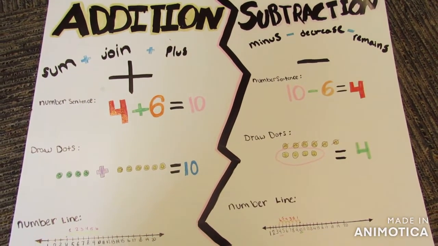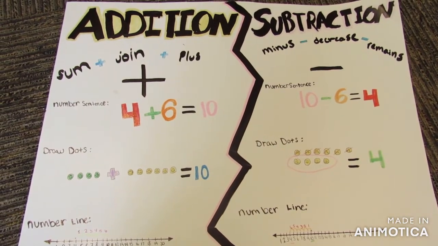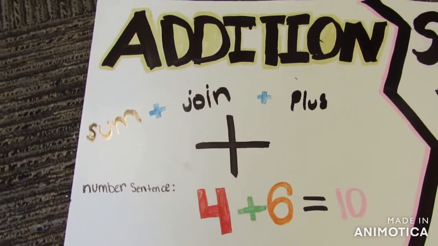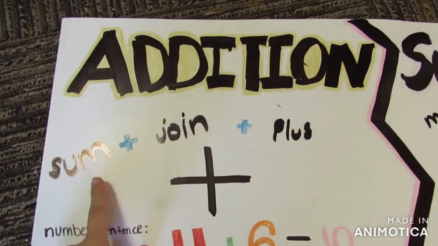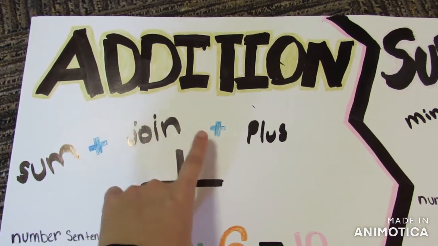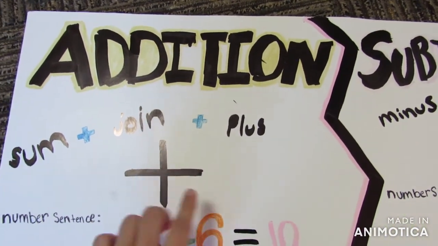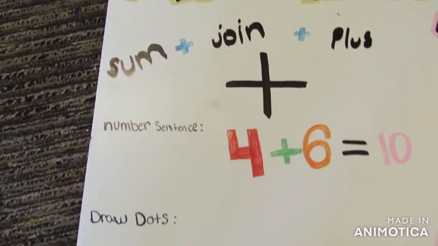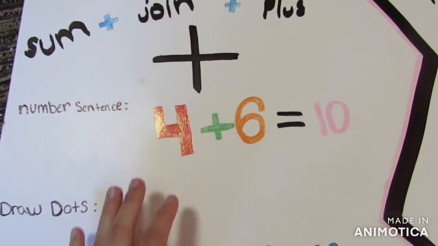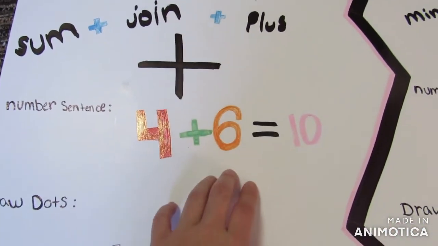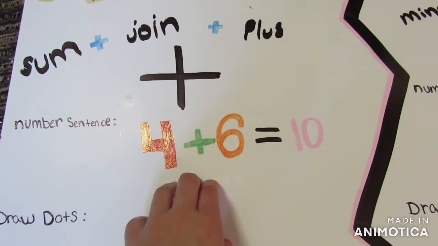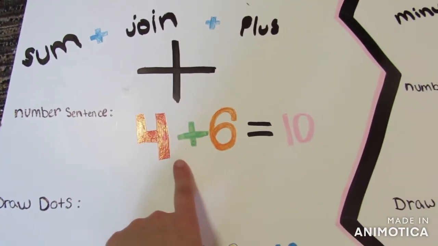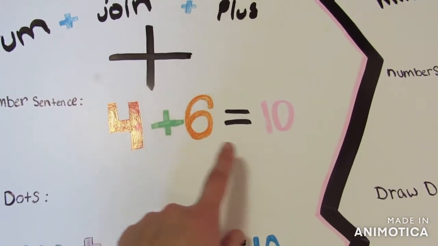So now we're going to go over our anchor chart for today for addition and subtraction. We're going to first start with the addition side. Some of the words that can be associated with addition are sum, join, and plus. And for those of you who do not know, this is the addition sign. So first we're going to look at a number sentence. We're going to look at the number sentence 4 plus 6. So this is what a number sentence looks like. This is what you'll typically see either on a board or on a piece of paper given to you by a teacher. So 4 plus 6 equals 10.